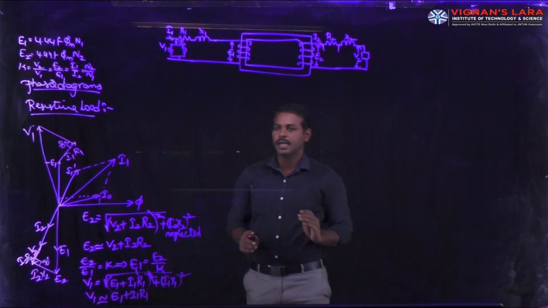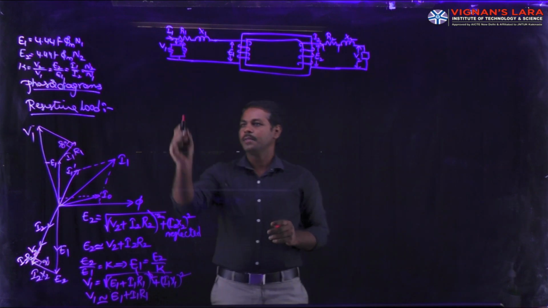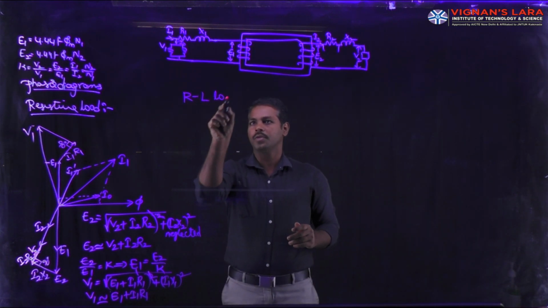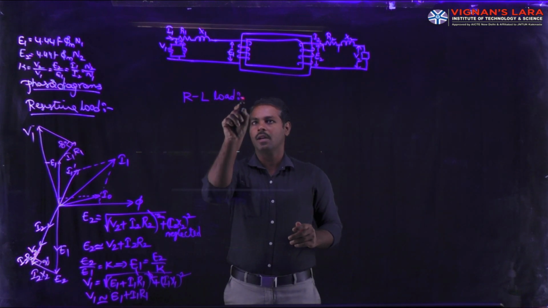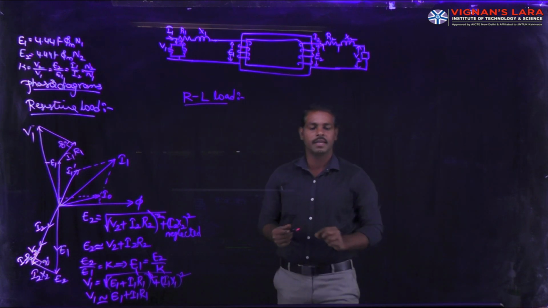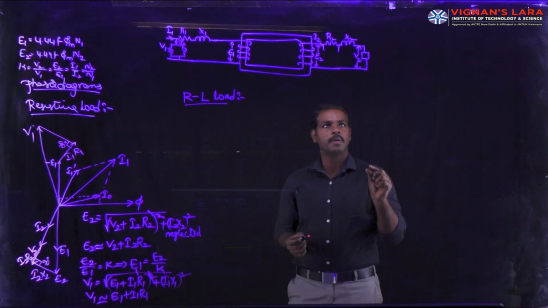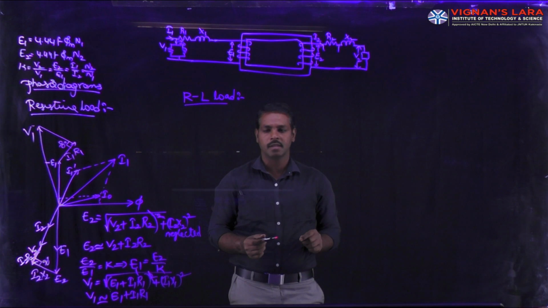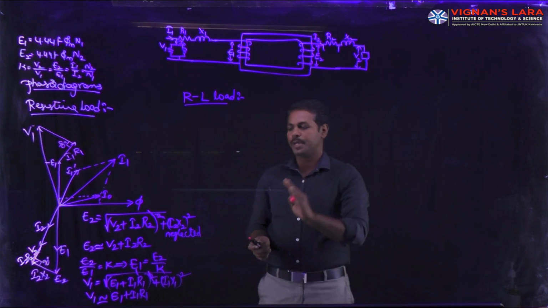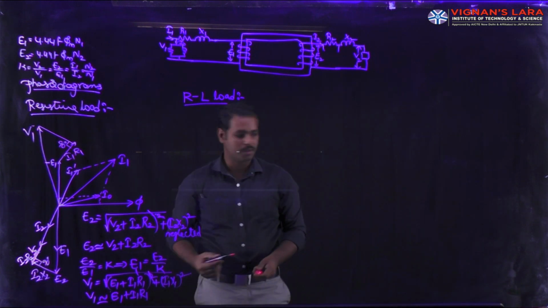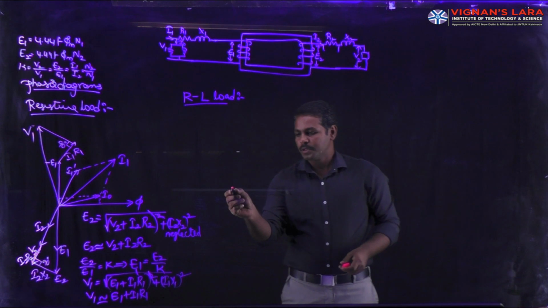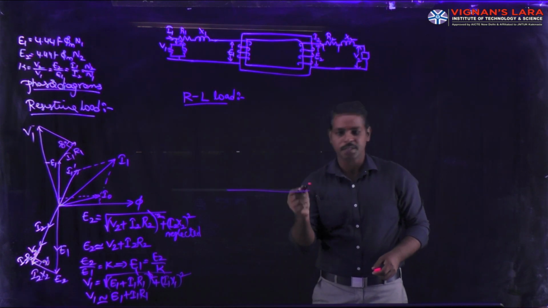The second one is the RL load. So this is a transformer operating on the RL load condition, that means resistance and inductance are connected across the load terminals. So what about the behavior of a transformer? This is to be represented in phasor diagrams. Similarly, phi is to be taken as the reference vector.